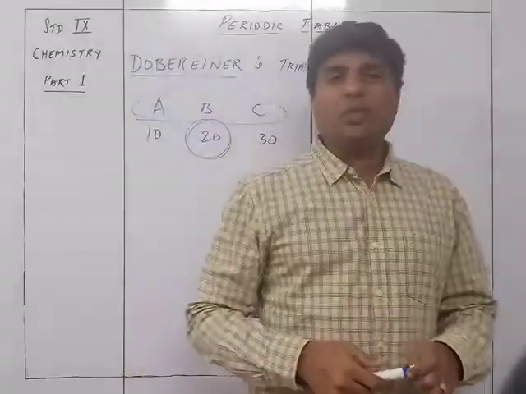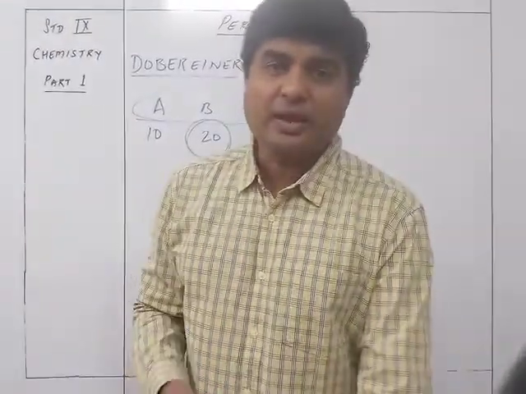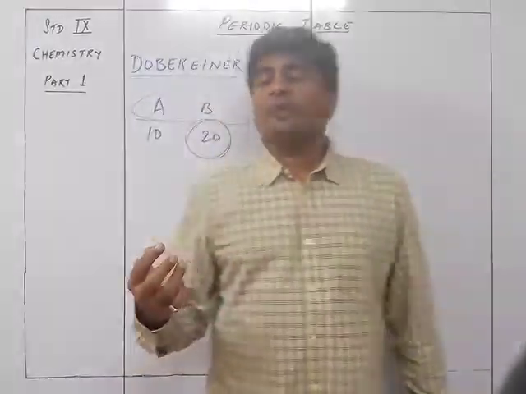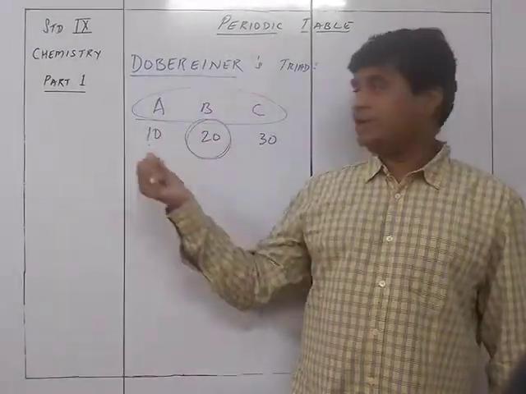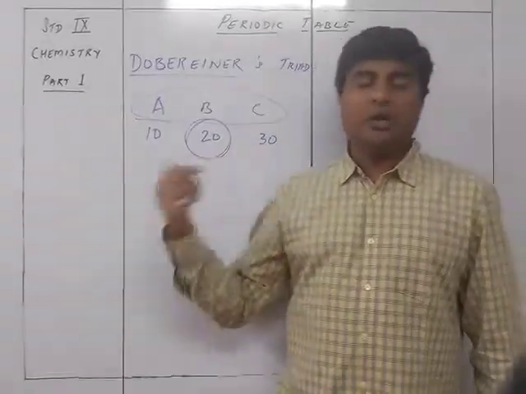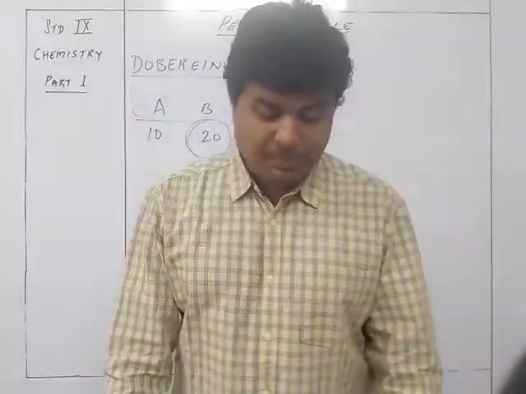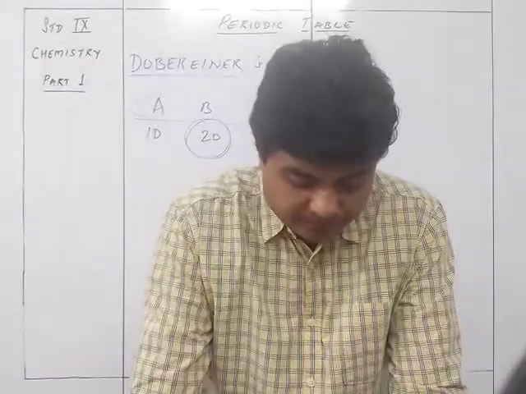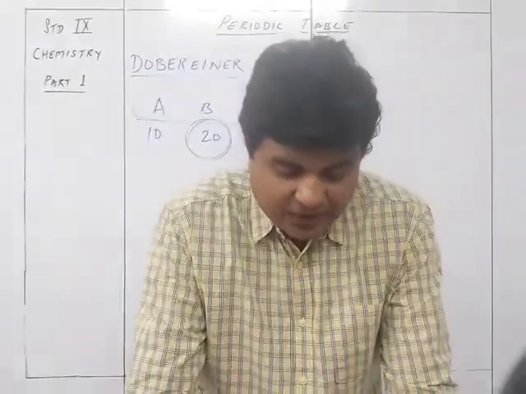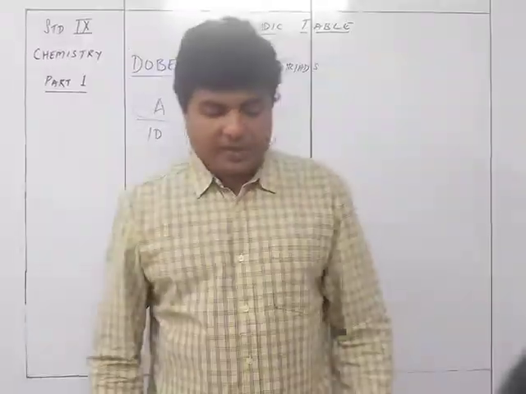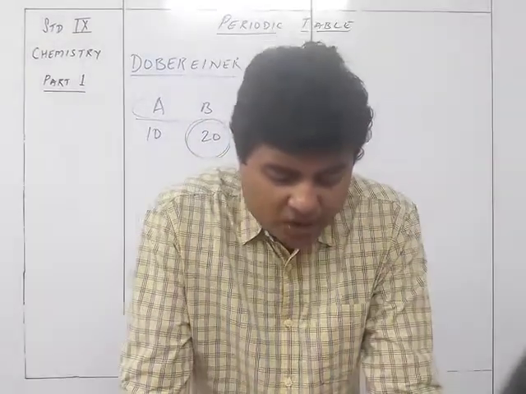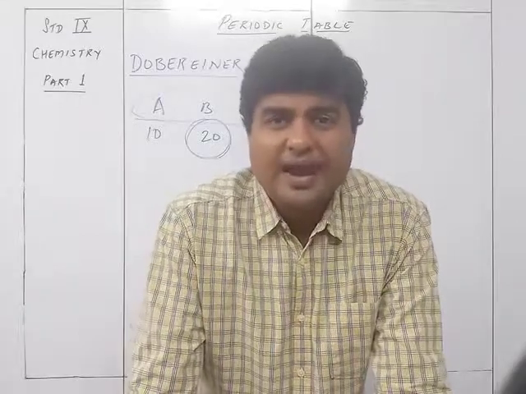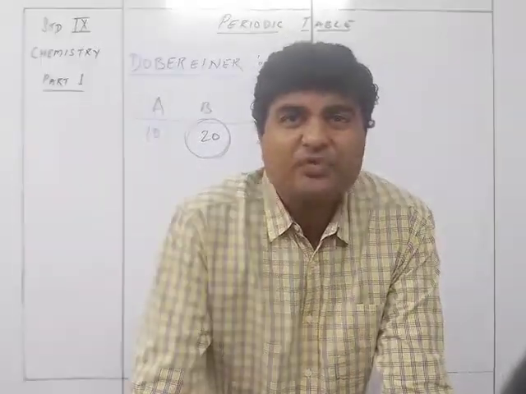So that is exactly what Dobereiner gave as triads. He made triads of three elements with similar properties, where the atomic mass of the second was the arithmetic mean of the first and the third. Dobereiner arranged the elements in increasing order of atomic weight in groups of three called triads. Dobereiner's law of triads dealt with chemically analogous elements. Chemically analogous means similar, with similar reactivity and characteristics.